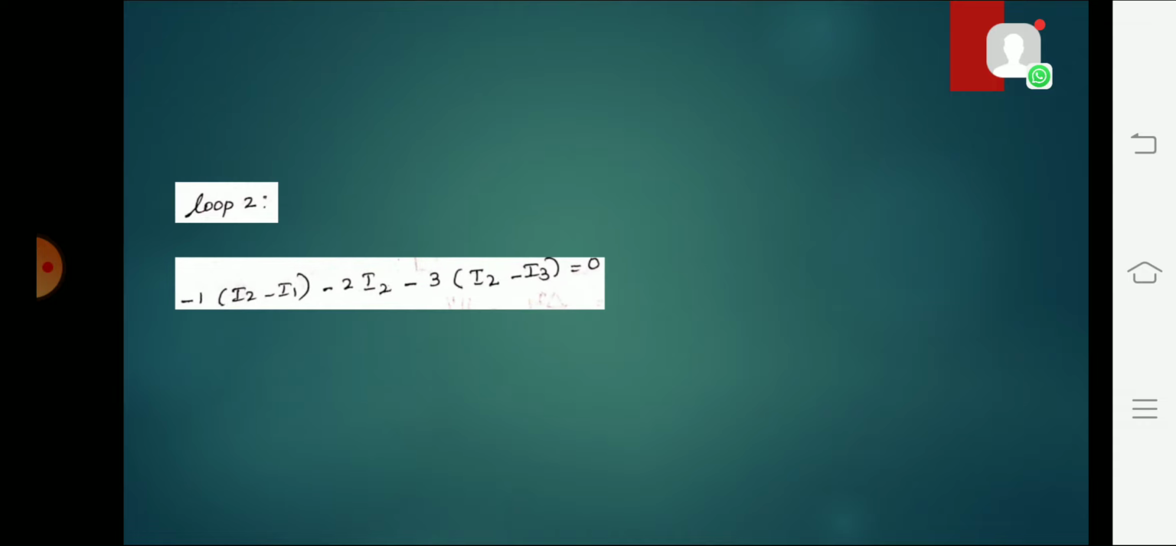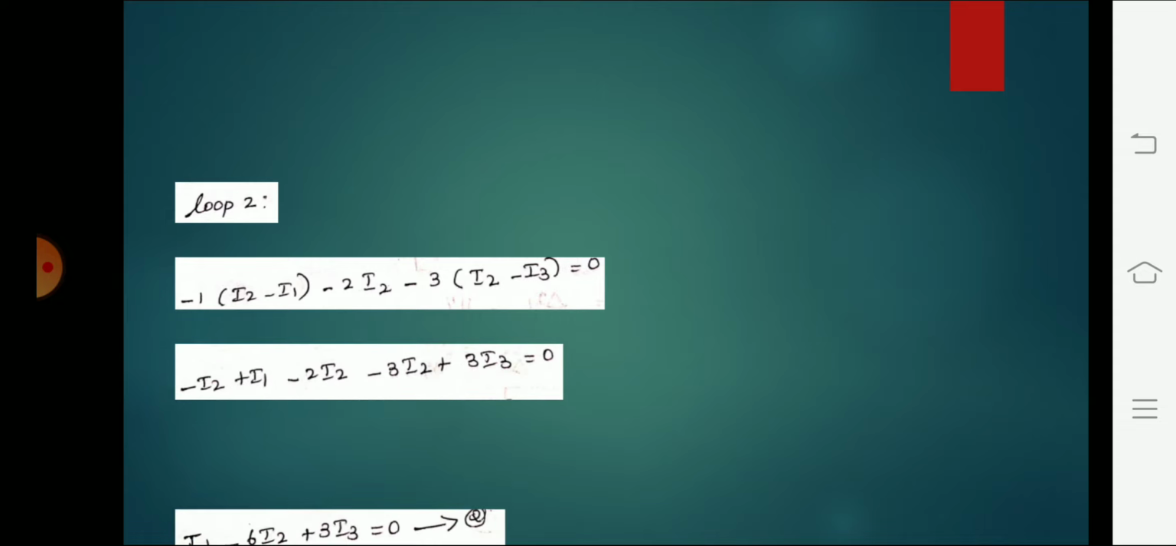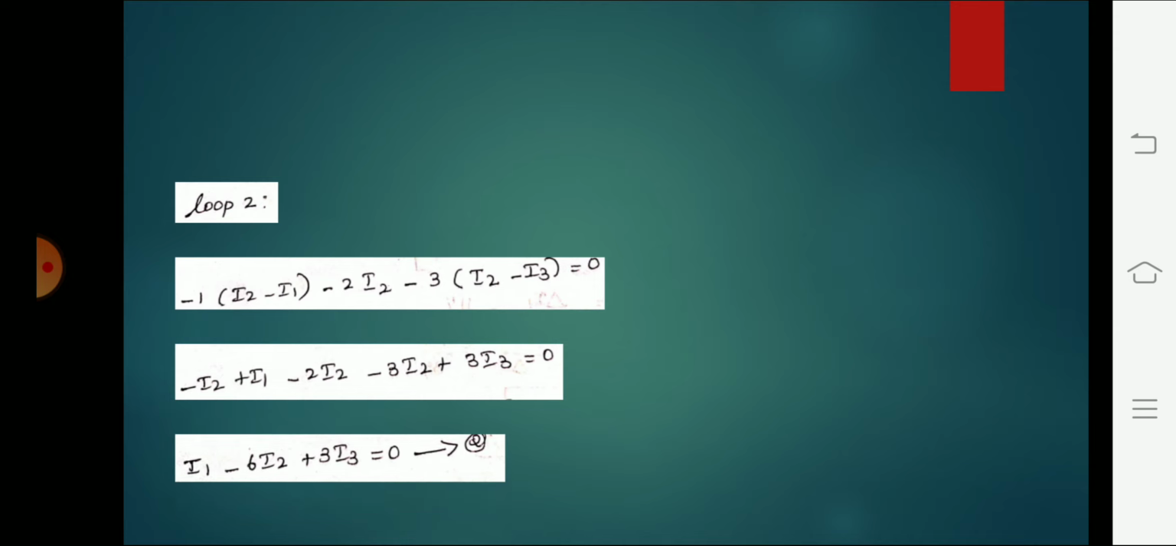In loop 2, the 1 ohm resistor is common to loops 1 and 2, but we have to write the loop 2 equation, so we put I2 minus I1. Then the current flowing through the 2 ohm resistor is I2, and the 3 ohm resistor is common to loop 2 and loop 3, so we put I2 minus I3. We solve the equation and get minus I1 plus 6 I2 minus 3 I3 equals 0.